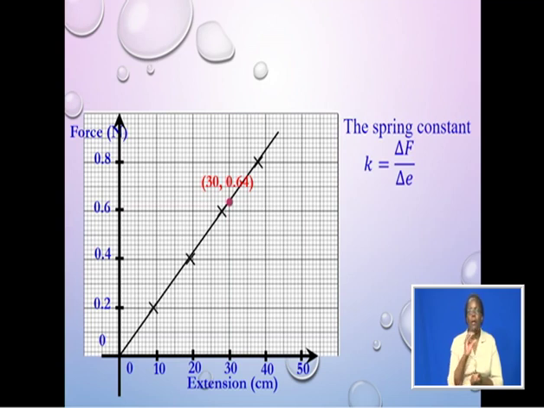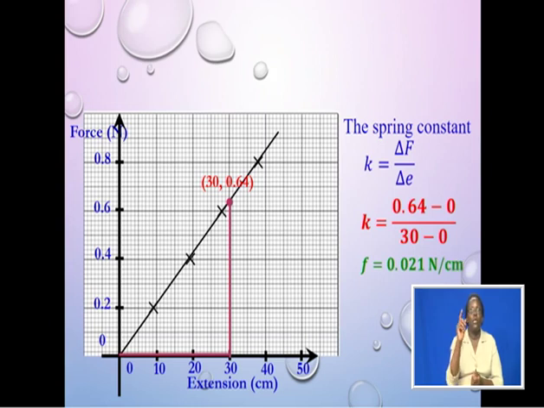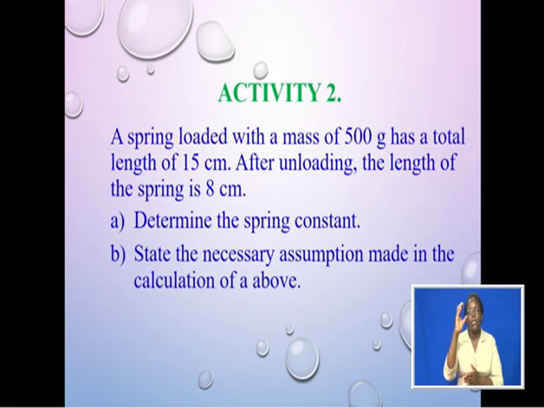And the spring constant. How do we get the spring constant? Remember, this is the delta F, or change in F over change in E, which will give us 0.064 minus 0 divided by 30 minus 0. So the force becomes 0.021 newtons per centimeter.